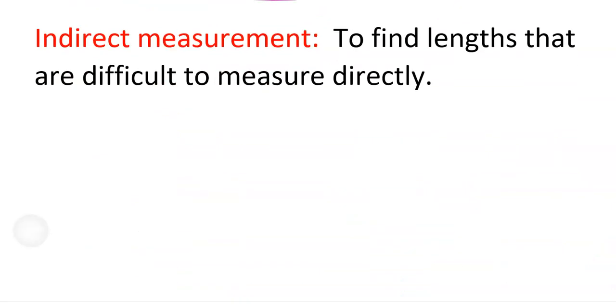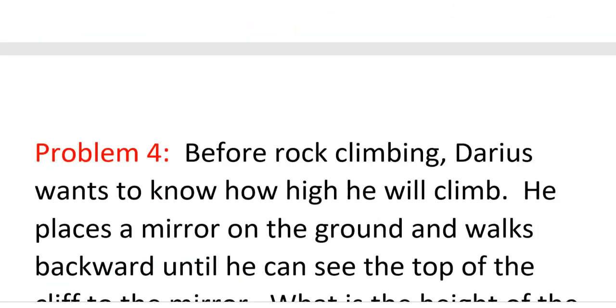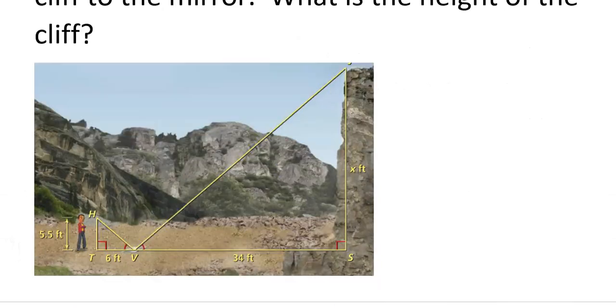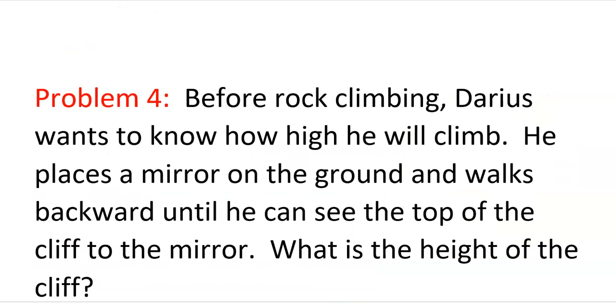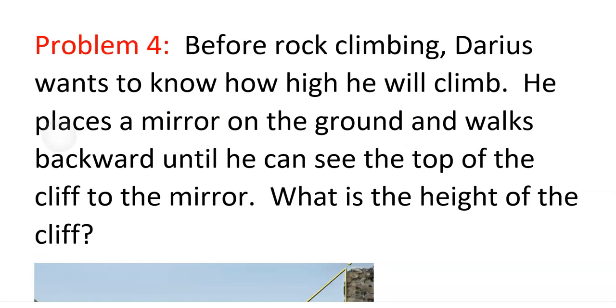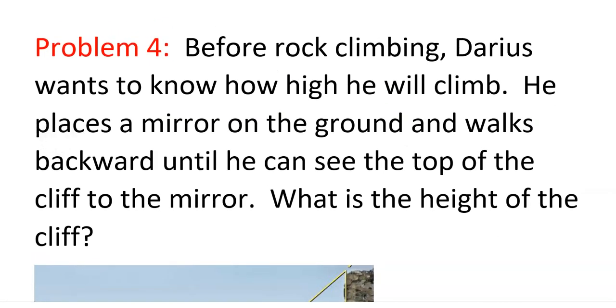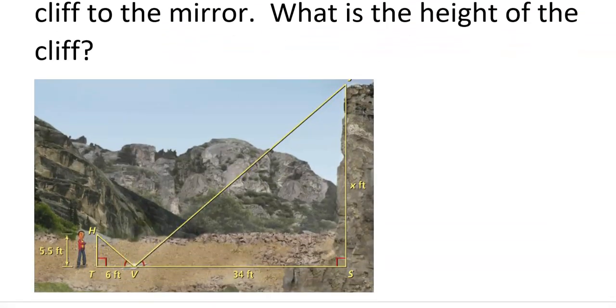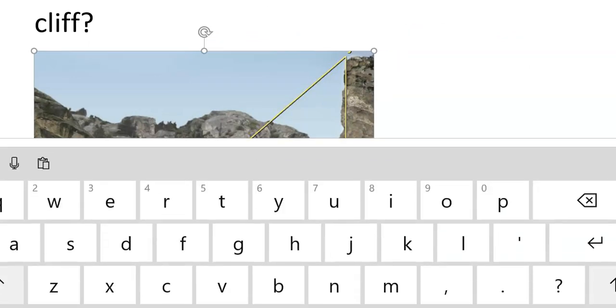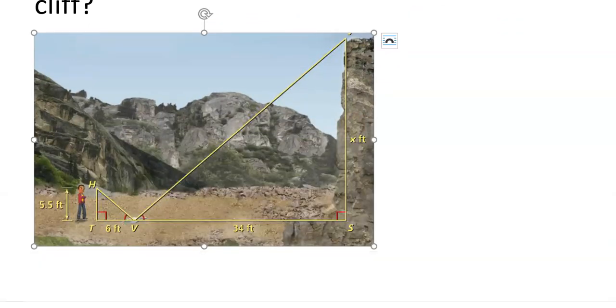Okay, last one, indirect measurement to find lengths that are difficult to measure directly. So we have a rock climbing place. Darius wants to know how high he will climb. He places a mirror on the ground and walks backward until he can see the top of the cliff in the mirror. Probably you're not going to do this in real life, but it's an example anyways that they're trying to relate to real life. What's the height of the cliff? So they're comparing his height to the height of the cliff and also the distance from that mirror. So they both are right angles, so we already know that there's an angle the same.